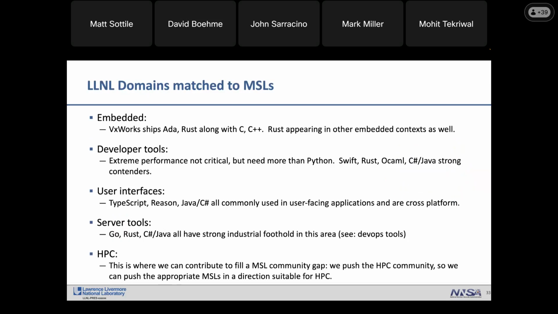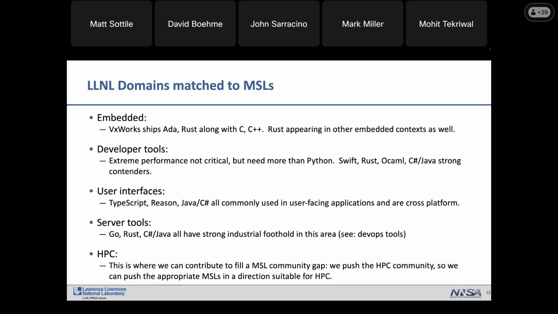So if I had to match up domains that we do to languages, we do some embedded work. And if you look at things like VxWorks, well, that ships with Ada. Now it ships with Rust. And so you can do more than C and C++. And outside VxWorks, Rust is appearing in other embedded contexts as well. If you're building developer tools, you don't need extreme performance, but you generally need more than Python gives you. And so the compiled languages like Swift, Rust, OCaml, those are strong contenders.